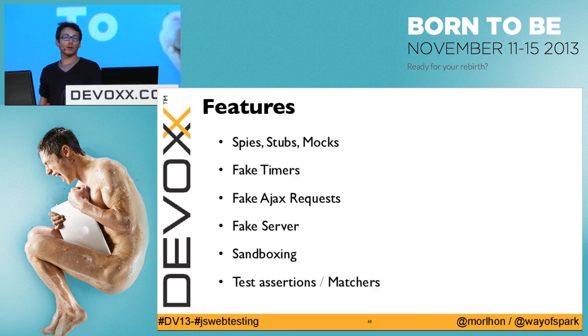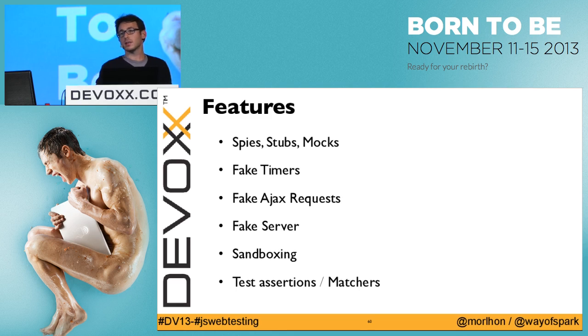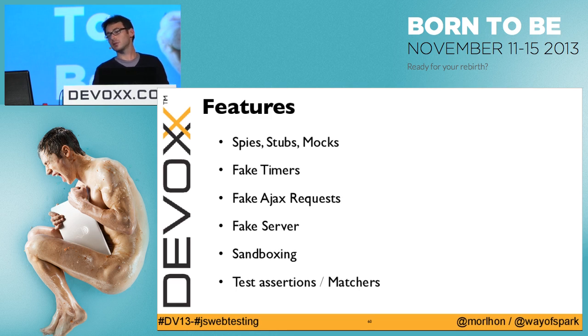It has a lot of interesting features. It can be used to spy on or stub functions, or mock a whole object. I will come back to this later. It can simulate fake timers, fake AJAX requests, and a fake server, which is just an advanced fake AJAX request. It can be used for sandboxing in an application or in a test, and it has its own assertions and matchers, like Chai.